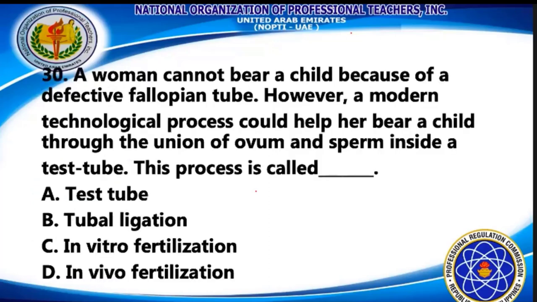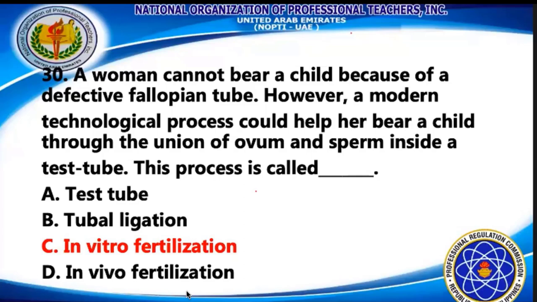30. A woman cannot bear a child because of a defective fallopian tube. However, a modern technological process could help her bear a child through the union of ovum and sperm inside a test tube. This process is called BLEPT. So malamang in the choices, hindi siya test tube. Kasi test tube is the material. Is a laboratory equipment. Also, hindi naman sa tubal ligation kasi ilaligate naman yun. So, mamili ka sa in vitro fertilization or in vivo fertilization. So, the correct answer is IVR or in vitro fertilization. Wala naman yatang in vivo fertilization. Okay?